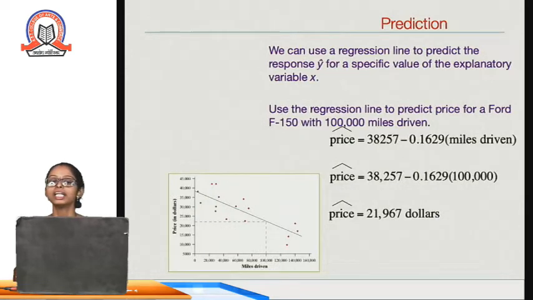Now, what is prediction? Prediction means we can use a regression line to predict the response y hat for a specific value of the explanatory variable. Use the regression line to predict the price for a Ford F-150 with 100,000 miles driven. Then price = 38,257 - 0.1629 times the miles driven. We get $21,967.